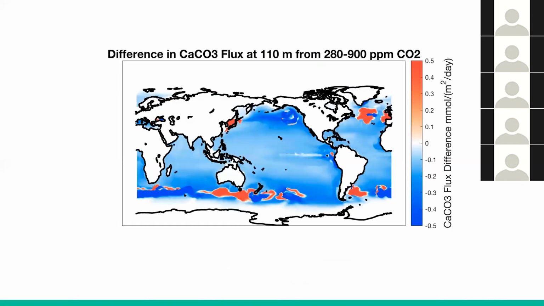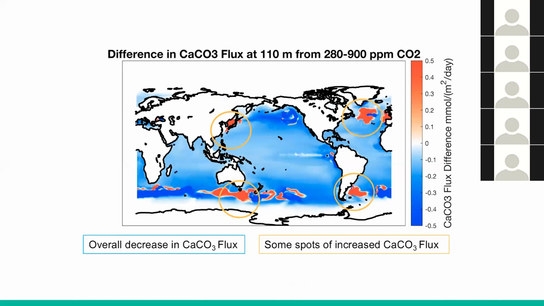And we can see this in another plot. These are the regions where we see calcium carbonate increasing. We have some spots with increased calcium carbonate flux, like off of Japan and China, up in the North Atlantic, the Southern Ocean, and off of Argentina. However, I want to show you that the net is a decrease in calcium carbonate, as we have shown in the integrated figure before.